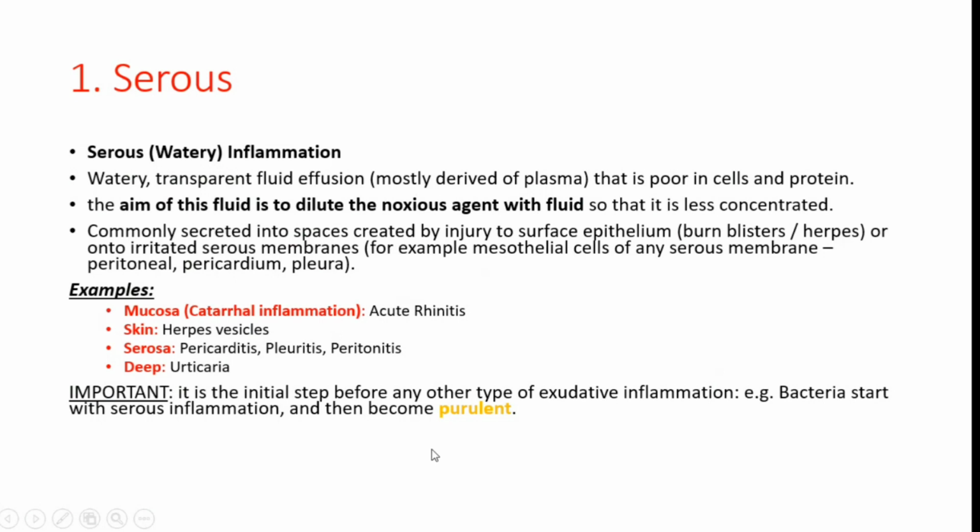Also, what's good to know is that in most kinds of inflammation, serous exudate is the initial step before any other exudate appears. So it can be either standalone, like in the cases of these examples, or it can be for a slight period the initial exudate. For example, in the case of some bacterial infections, which we'll see in the upcoming slides. Right.